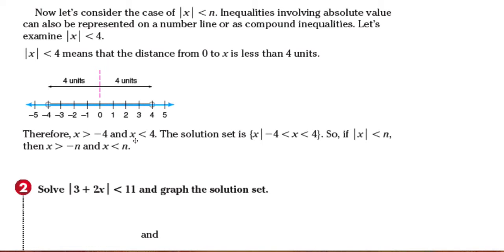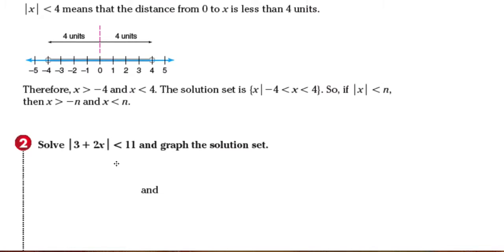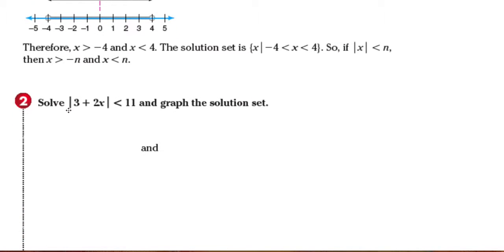Okay? And let's take a look at example number 1. We want to solve the absolute value of 3 plus 2x less than 11, and graph the solution set. So in this case, the absolute value of 3 plus 2x less than 11 means that 3 plus 2x is less than 11 and 3 plus 2x is greater than negative 11.